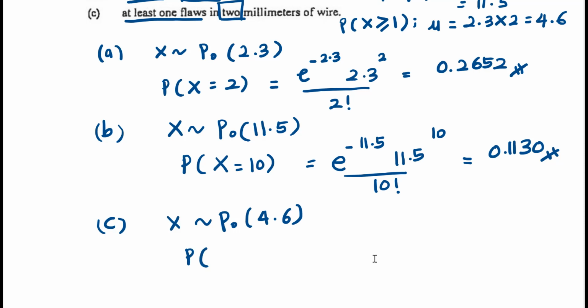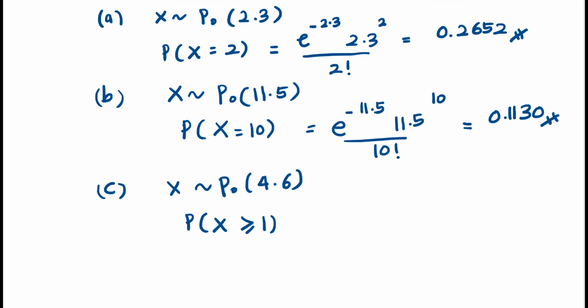And the question asks you the probability at least 1. That means x greater or equal to 1, that means x equal to 1 or x equal to 2 and so on. Okay, so we can get this answer, when x greater or equal to 1 and your Poisson mean is 4.6, by using the Poisson table.